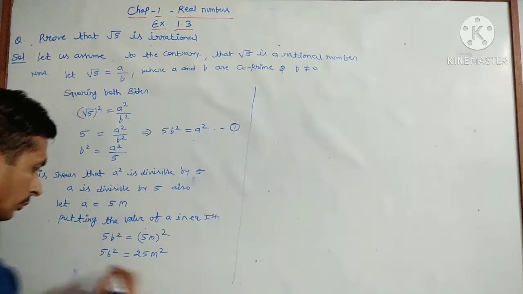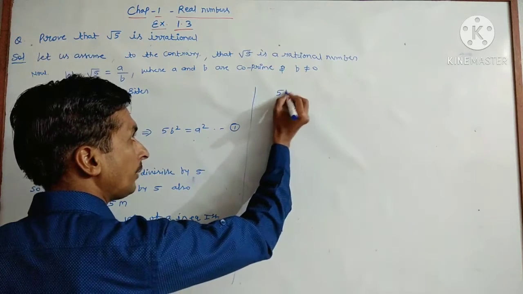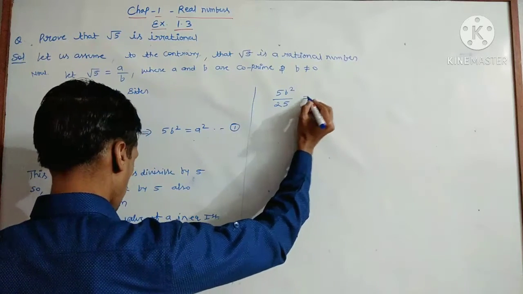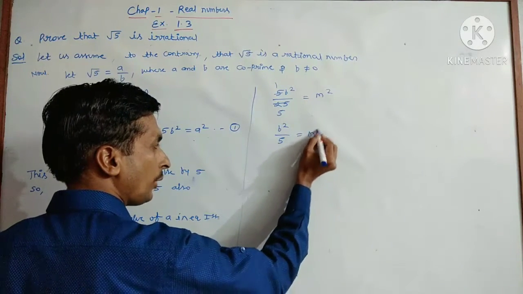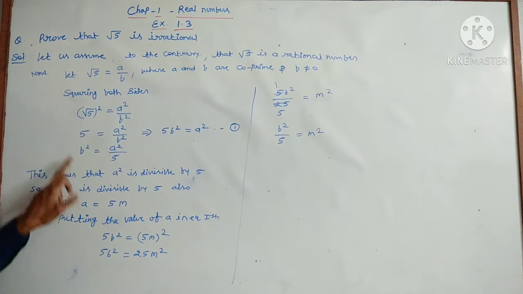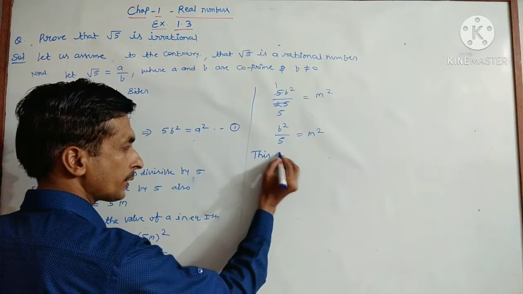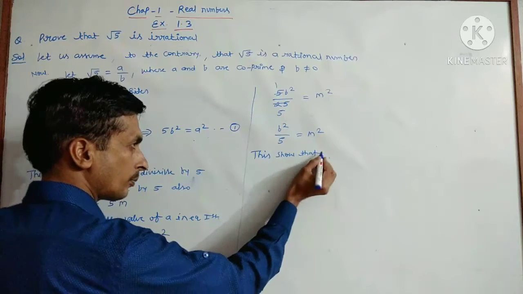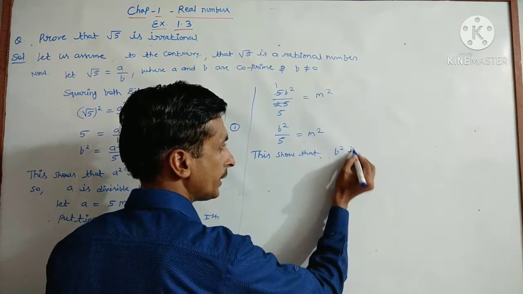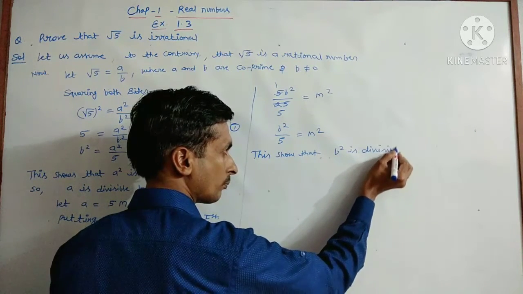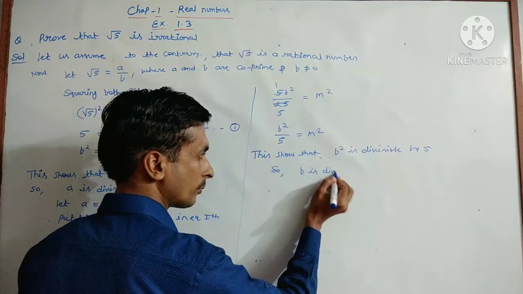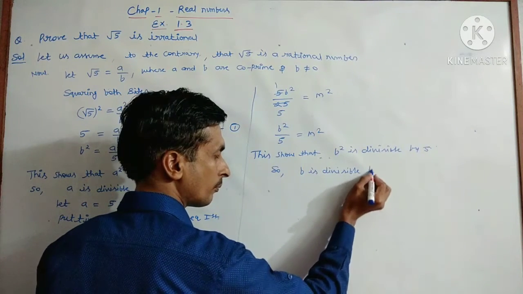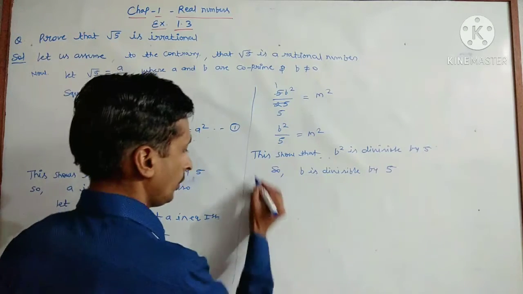Okay, so now you can write 5b square upon 25 is m square, and 5 into 5 is 25. So b square upon 5 equal to m square. Similarly you can see here it is the same equation, a square upon 5, here it is b square upon 5. So you can write this shows that b square is divisible by 5. So you can write b is divisible by 5.